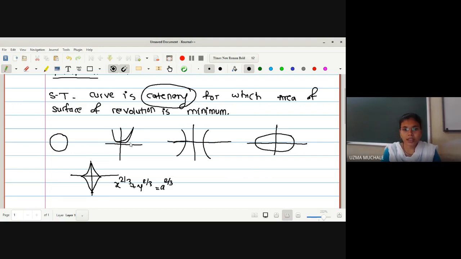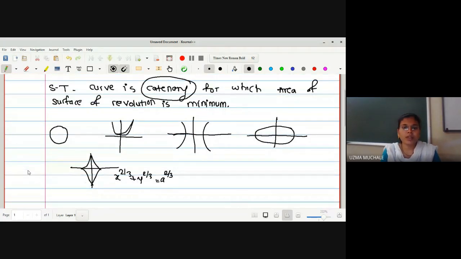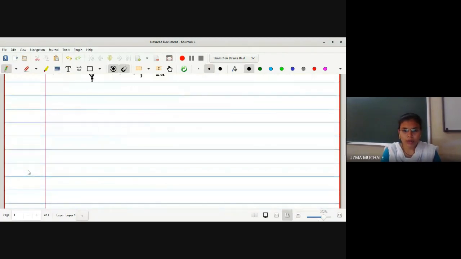Now let us see what a catenary is and how it looks, because here what is given to us is that we have to show that the curve is catenary for which the area of surface of revolution is minimum. We are provided with one curve, we have to revolve it about an axis. After revolving it about an axis, we are going to get one area, right? Let me show you how we are going to revolve.